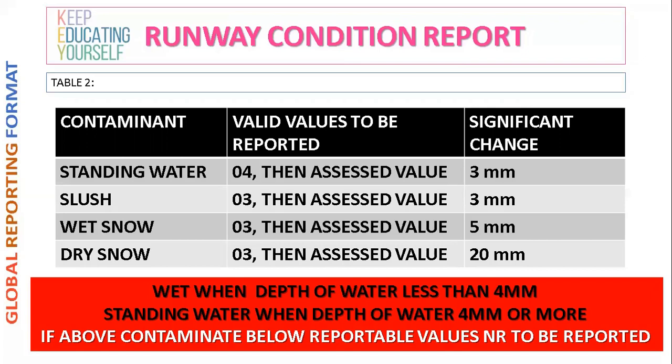So first, if the contaminant is standing water, the minimum reportable value is 0.4. Whatever the actual value is, you have to report it. And a significant change is 3 mm from the previous reporting. Then for slush, the valid value to be reported is 0.3 mm and the significant change is 3 mm. Wet snow, the valid value to be reported is 0.3, and the significant change is 5 mm. Dry snow, the minimum valid value to be reported is 0.3, and 20 mm is the significant change.